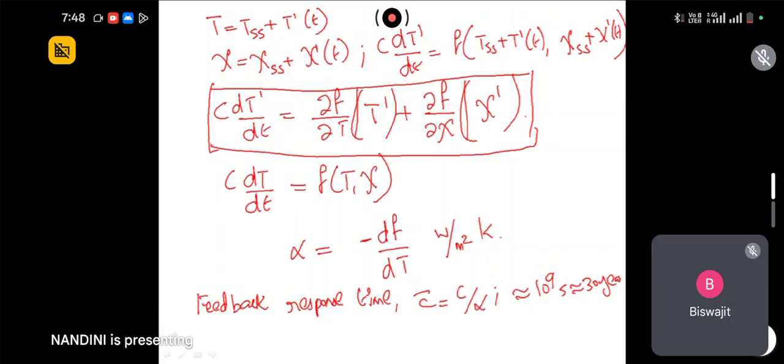Once we make some perturbation to the climate system, the time it takes to come back to the steady state is approximately 30 years. And the climate sensitivity S is given by the radiative forcing divided by alpha, the feedback parameter.